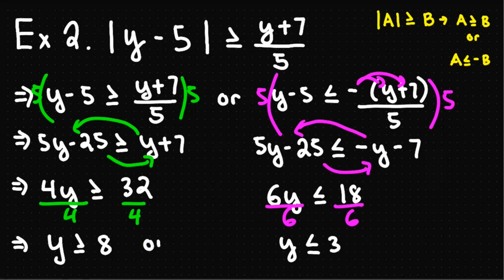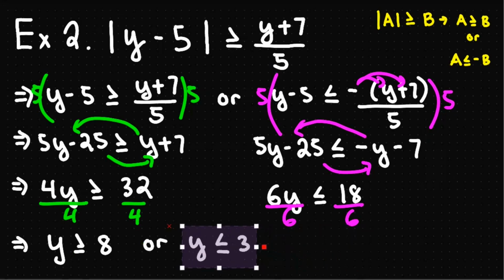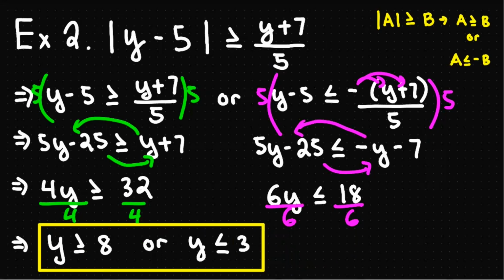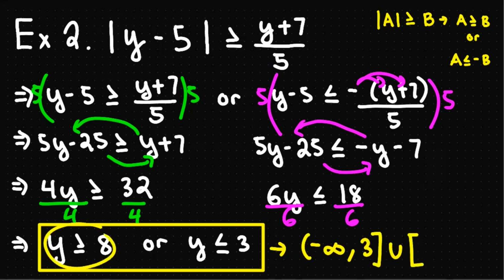Bringing down the or here, this is already our answer for this problem. But again, in interval notation, we can write this as negative infinity to 3 with a bracket since we're dealing with equal to here, union 8 to positive infinity. So this is the answer for this problem.